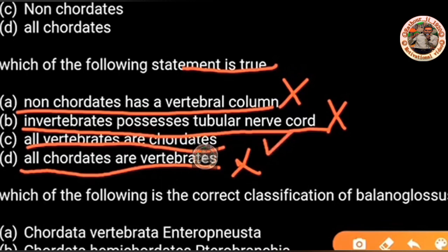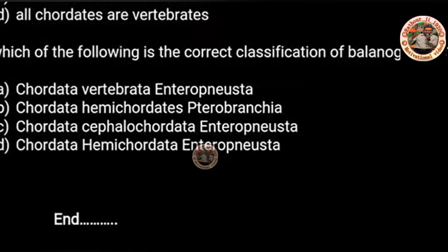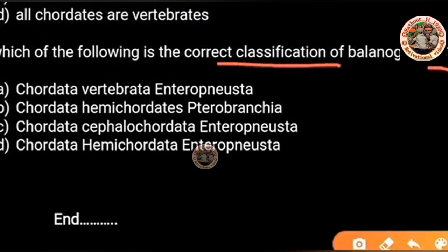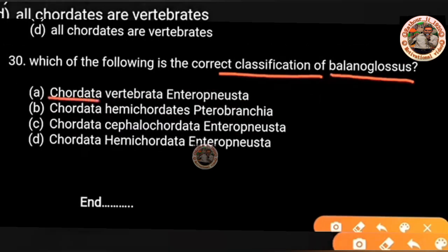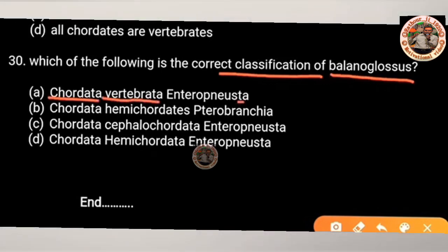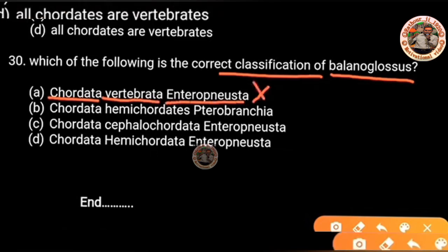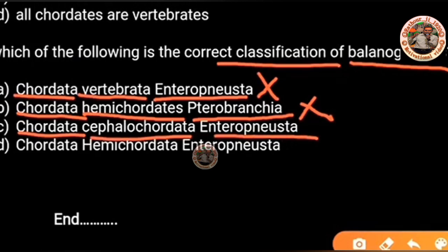All vertebrates are chordates. The last question and very important: which of the following is the correct classification of Balanoglossus? Option A, present in phylum Chordata, subphylum Vertebrata, class Enteropneusta. This option is incorrect because Balanoglossus is not a member of subphylum Vertebrata. Option B, present in Chordata, phylum Hemichordata, class Pterobranchia. This option is also incorrect because Balanoglossus is not a member of class Pterobranchia. Option C, present in Chordata, subphylum Cephalochordata, class Enteropneusta. Again, the class and phylum are correct, but the subphylum is incorrect. That's why this option is also false.